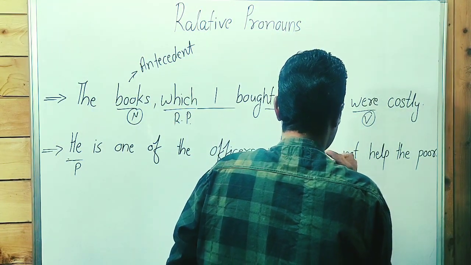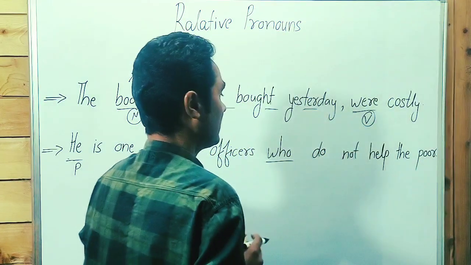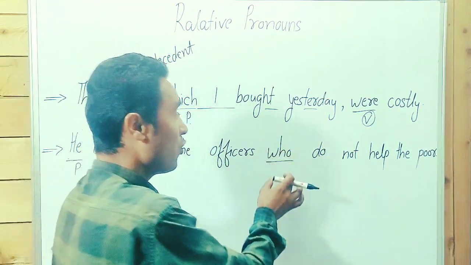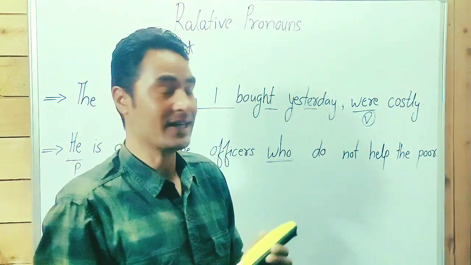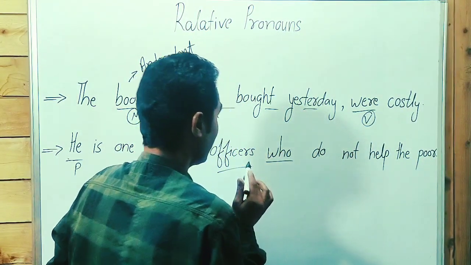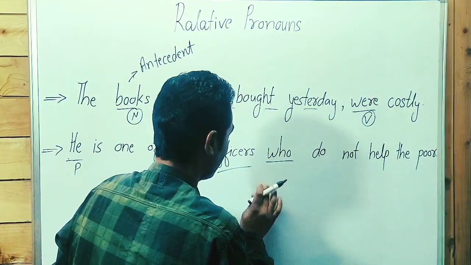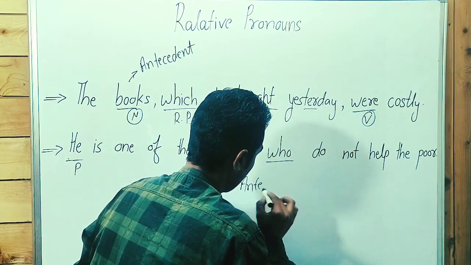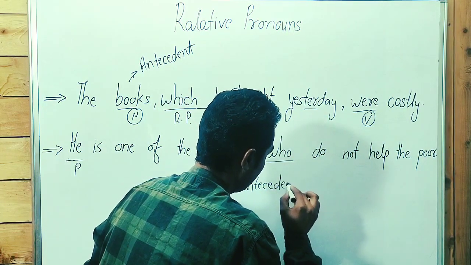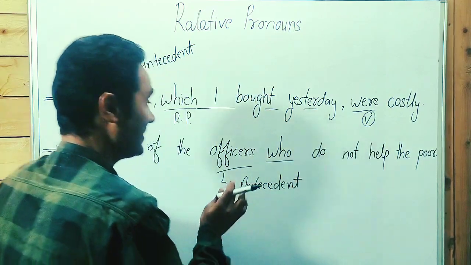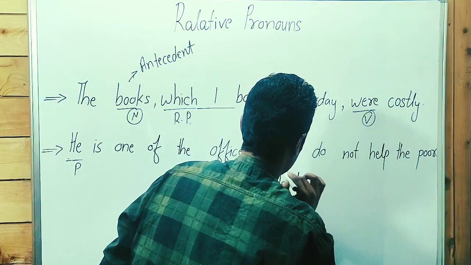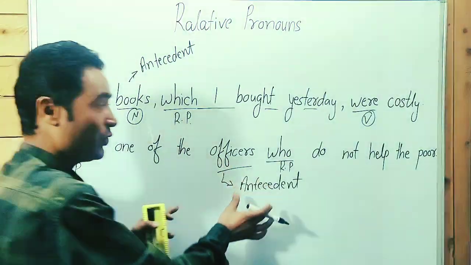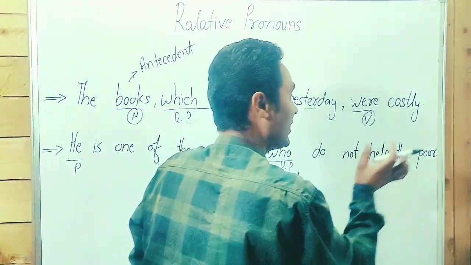It's "do not." He is one of the officers who do not help the poor. Guys, here "officers" is a noun; you can say it's the antecedent. It's an antecedent. "Who" is a relative pronoun. Antecedent, and "who" is the relative pronoun in "who do not help the poor."